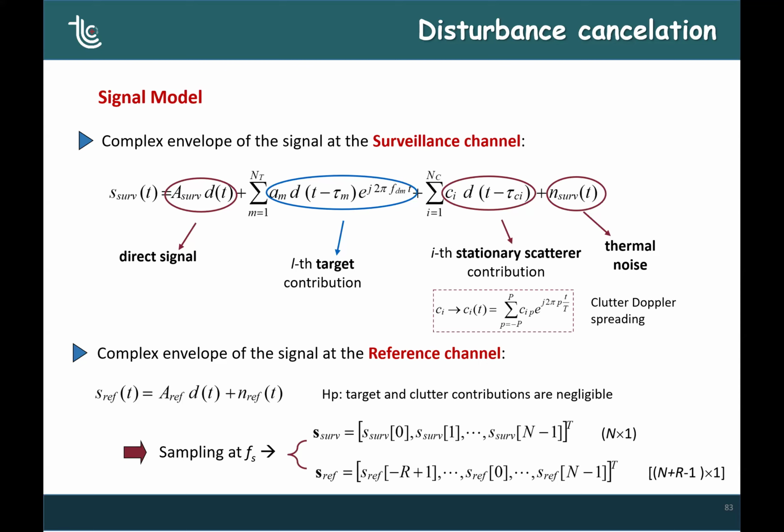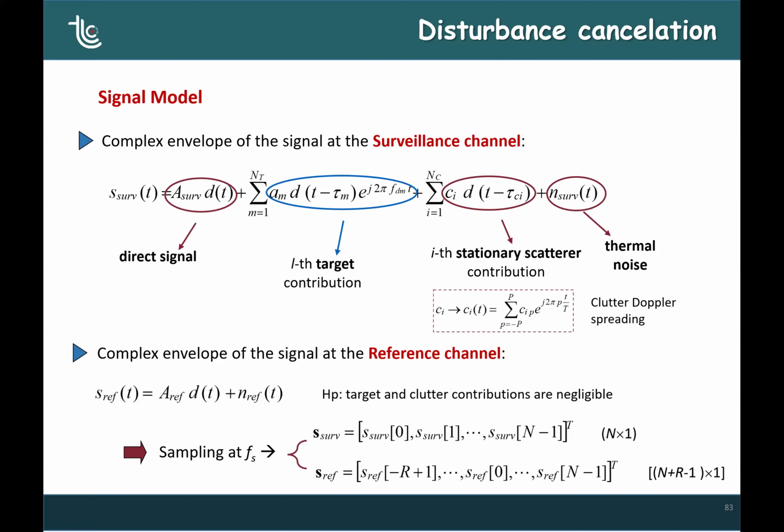Then we have the thermal noise, that is the last term. Now, let's look at the first term that we have in the surveillance signal. That is the direct signal, and it has a delay that is 0 and an amplitude that is A sub CERN. And this is a very strong component.